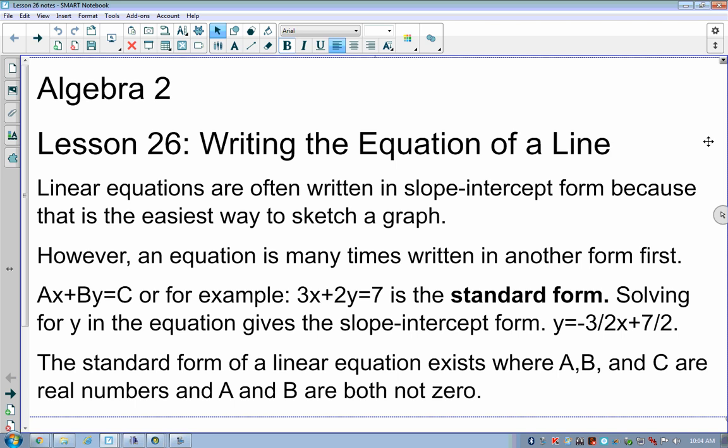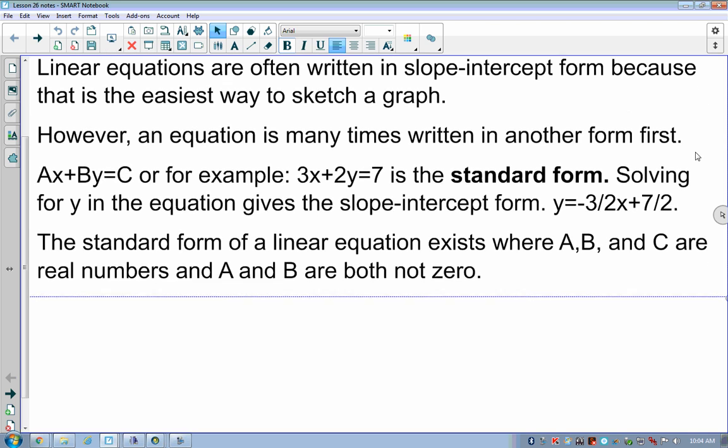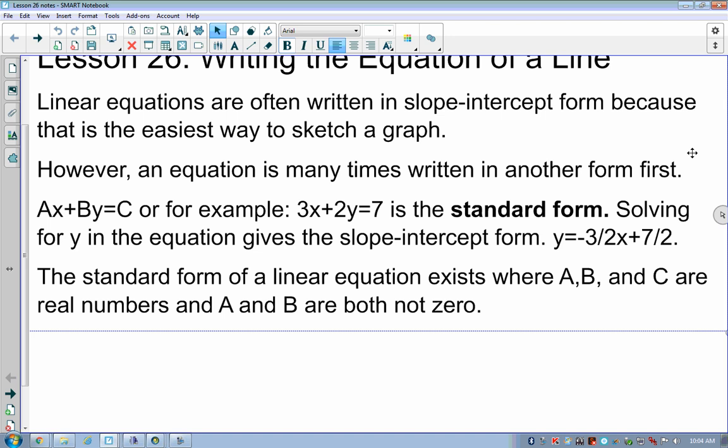Sweet. All right, so the standard form of a linear equation exists where a, b, and c are real numbers, and a and b are both not 0.